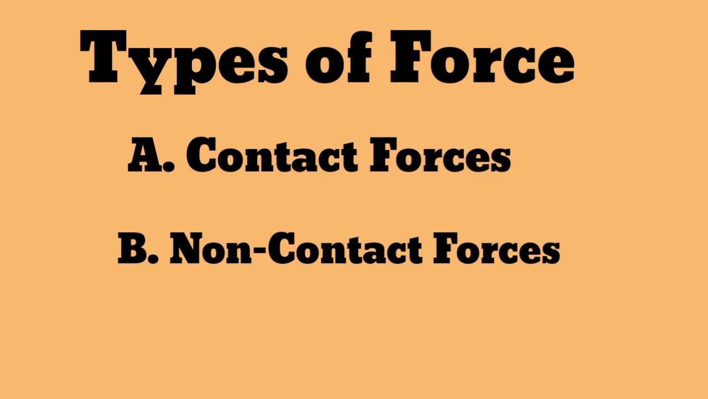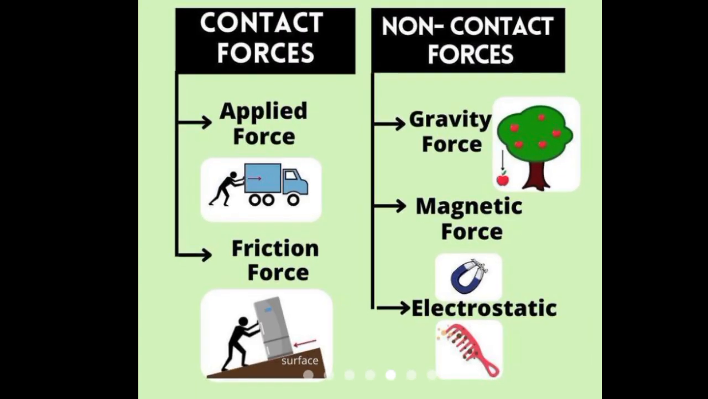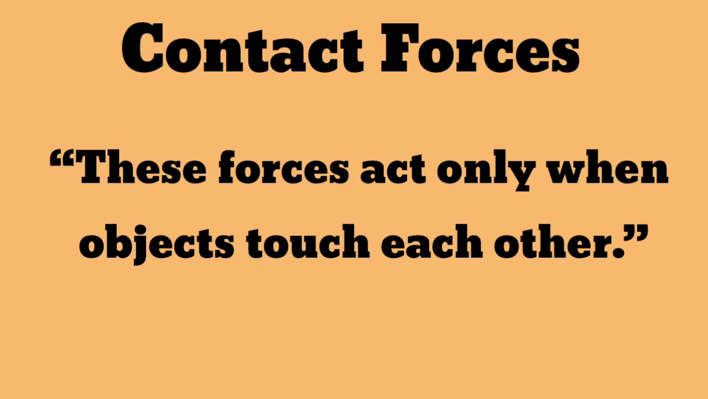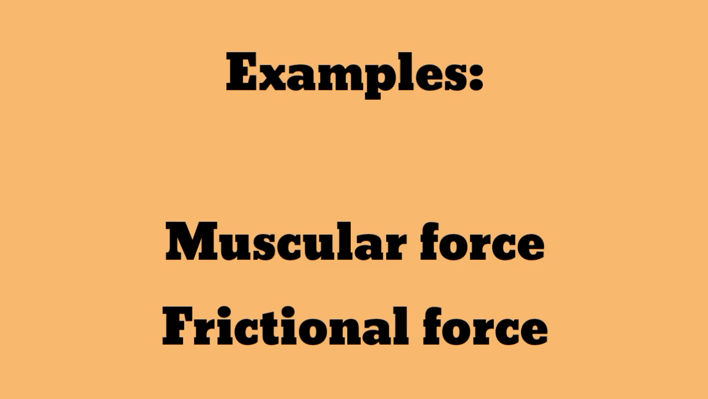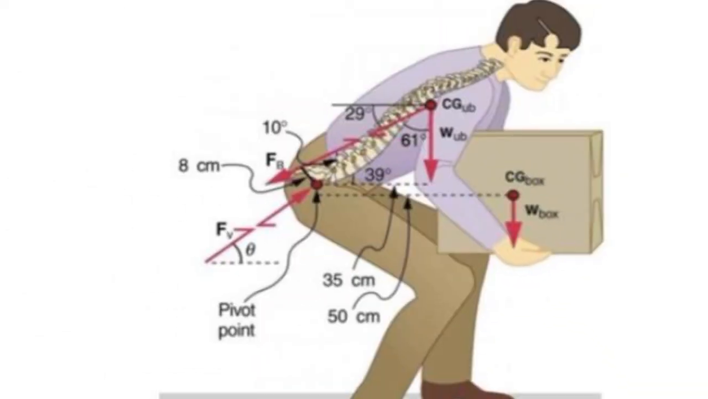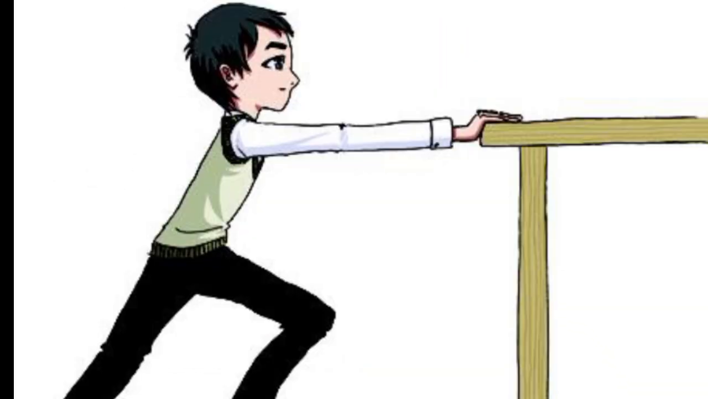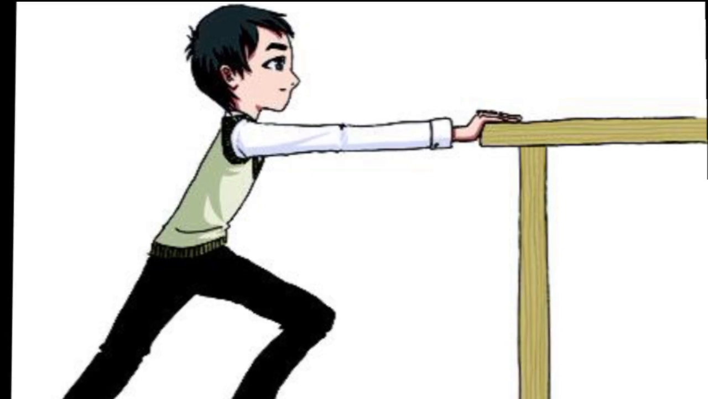There are different types of force. Number one is contact force and number two is non-contact force. Contact forces may be applied force or friction force, and non-contact forces are gravity, magnetic force, and electrostatic force. First of all, we will discuss contact force. It is the force that acts only when the objects touch each other. As the name indicates, here we have to touch the two objects. For example, muscular force and frictional force. If we apply muscular force on an object, we must touch the object.